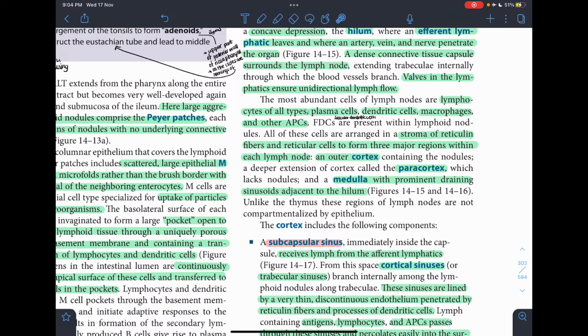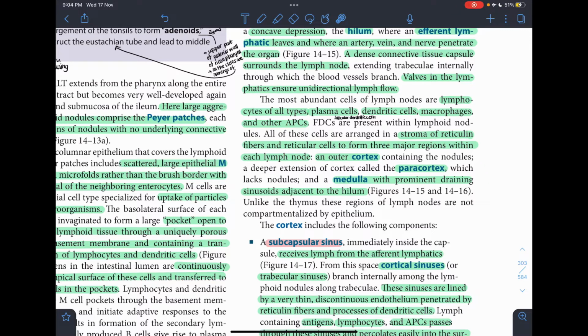So the most abundant type of cells present are lymphocytes of all types. They also have plasma cells, dendritic cells, macrophages and other APCs. And they also have FDCs, which are the follicular dendritic cells. There are also FDCs in the lymphoid nodules.